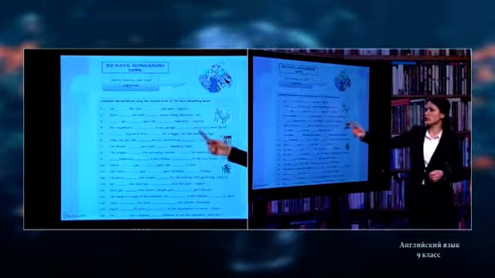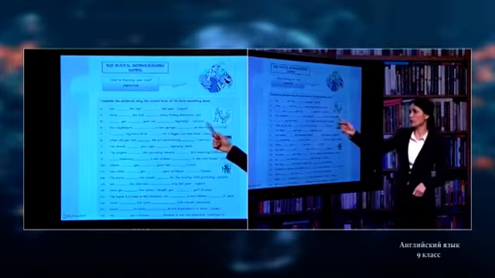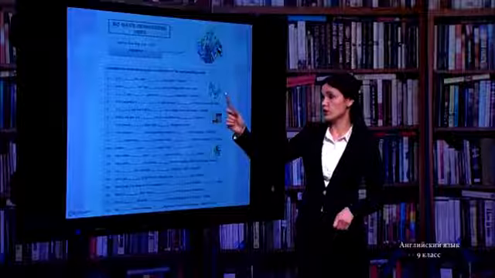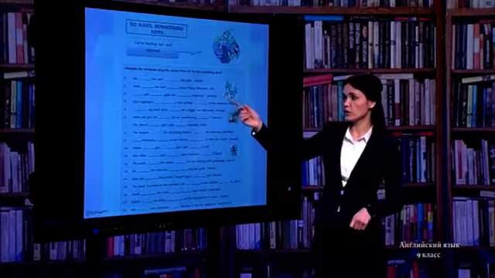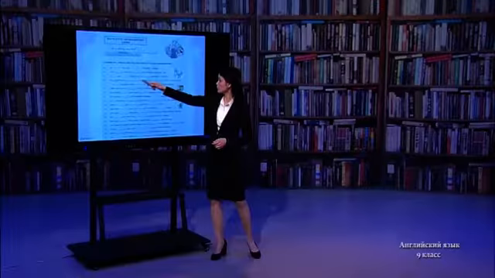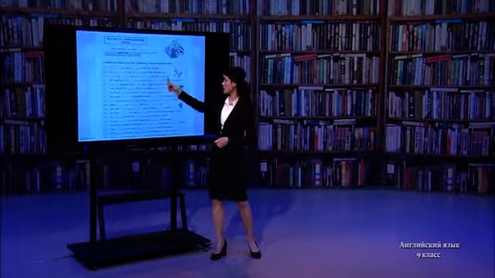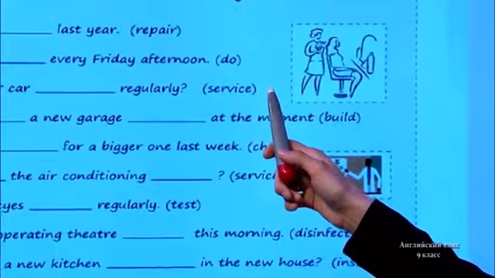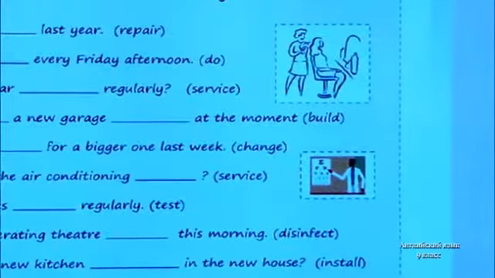So regularly, what does it mean regularly? This is a signal of present simple. So here you use what? See, regularly, service. So what word you can use here? Do you have your car serviced? Service is a verb. So you can use this word as a verb and as a noun.